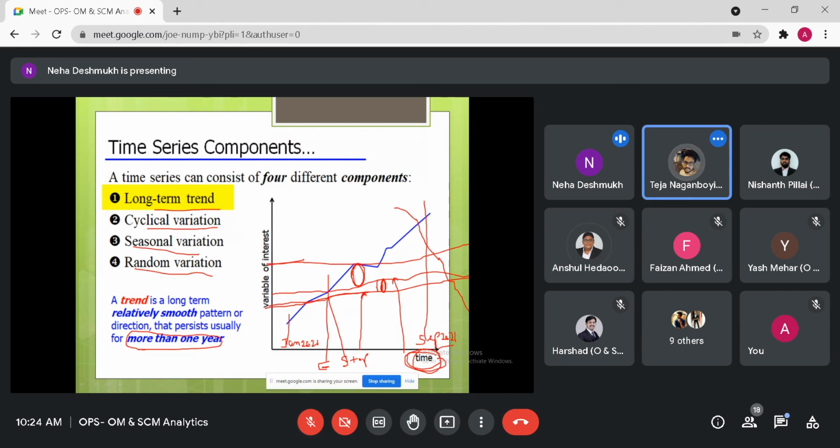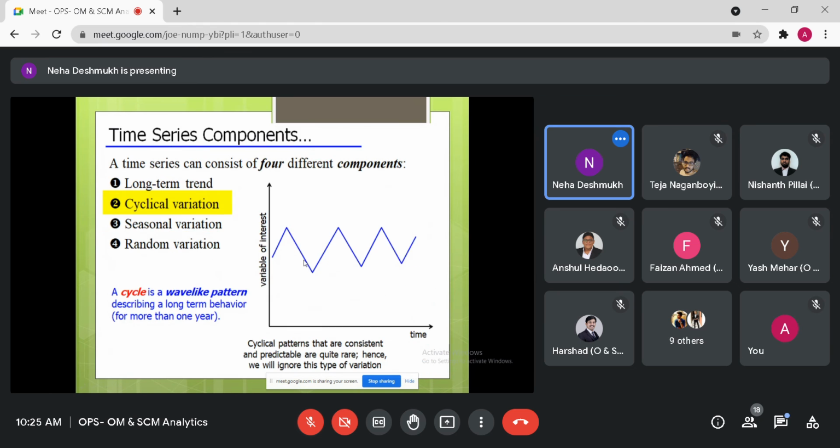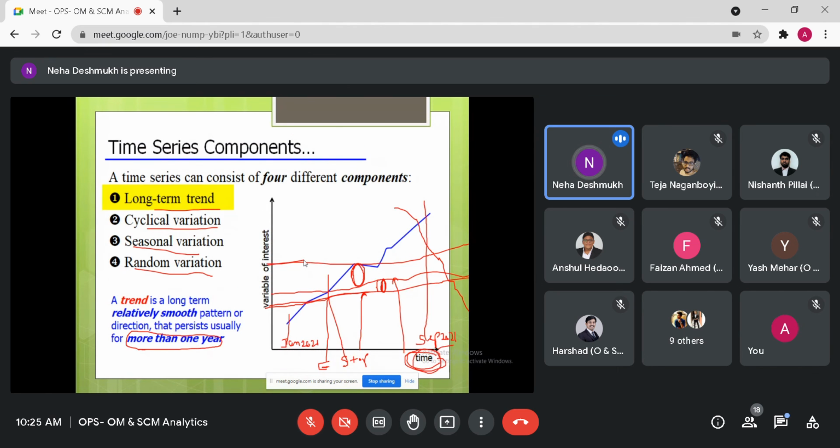Yes, ma'am. So this is the theory which you will write in your notebook in the exam, right? This is the theory, and what I am explaining is the practical view of this theory. So this is the trend analysis. One is the long-term trend, which is based on 1 year.